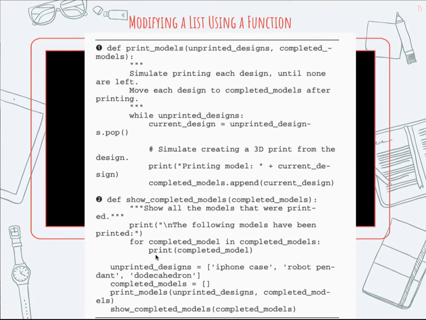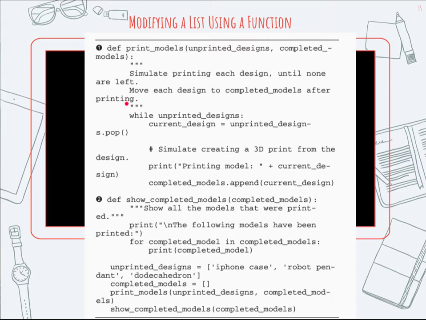We can reorganize this code by writing two functions, each of which does a specific job. Most of the code won't actually change, we're just making it a little bit more efficient. The first function will handle printing the designs, and the second will summarize the prints that have been made. At 1, we define the function printModels with two parameters, a list of designs that need to be printed and a list of completed models. Given these two lists, the function simulates printing each design by emptying the list of unprinted designs and filling up the list of completed models.